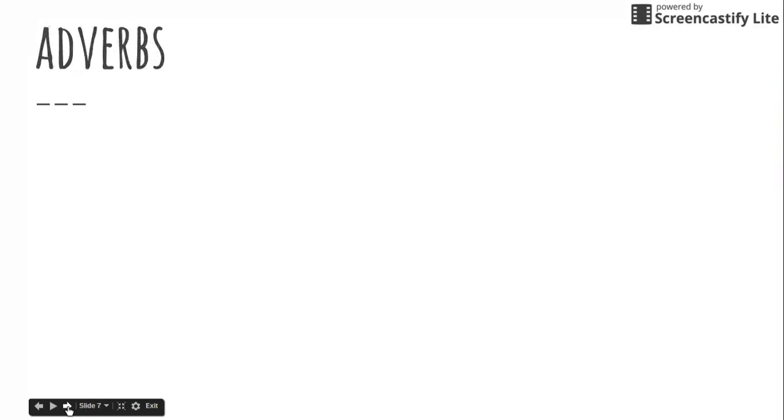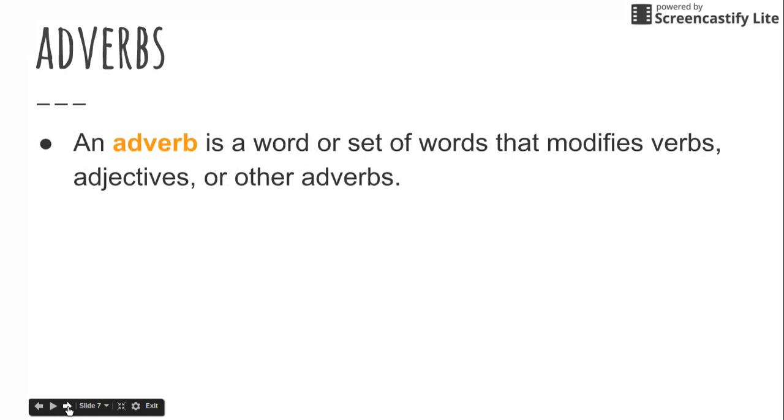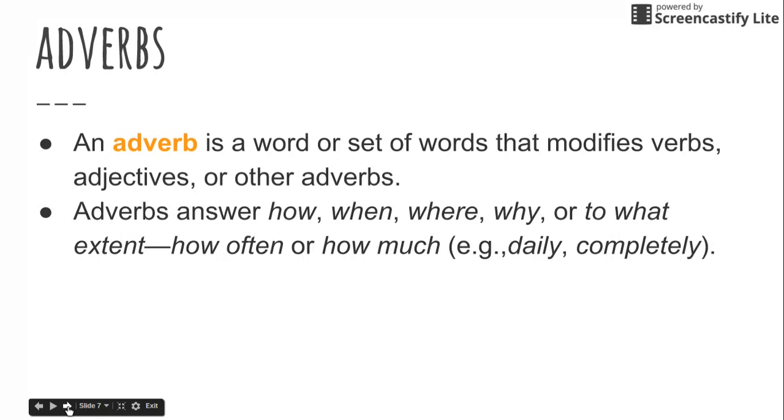Adverbs are a little different though. Adverbs also describe, but they don't just describe nouns. They describe typically verbs, adjectives, or other adverbs. Adverbs answer questions like how, when, where, why, or to what extent, how often, or how much, daily, completely.